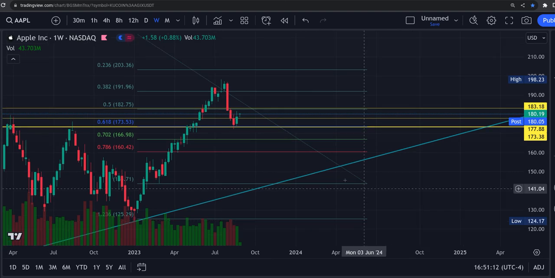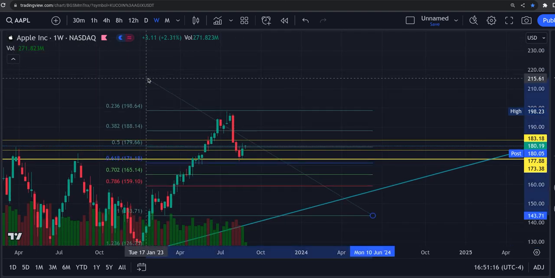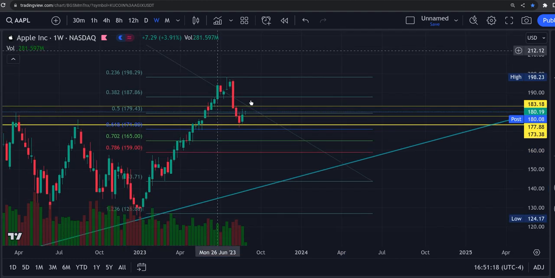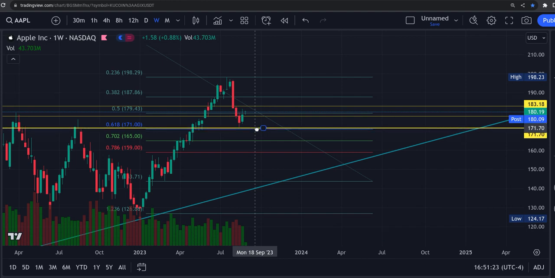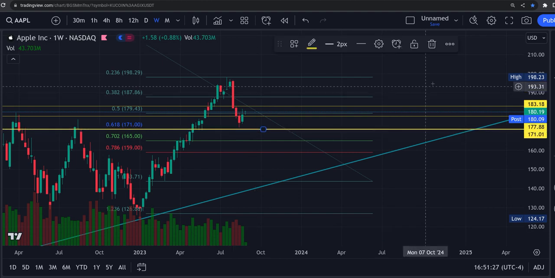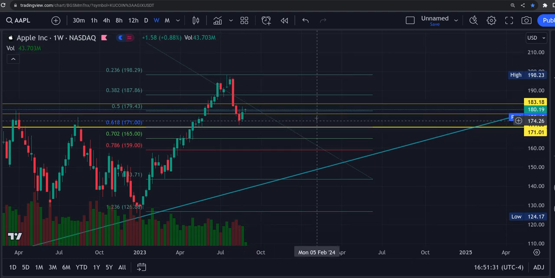There we go. I was wondering why my 618 was off here. There we go. That's why, when I moved the fib up there. Okay, and now it's all making sense. 618 right there. Okay, we'll just leave it there. But we came extremely close to nailing this.